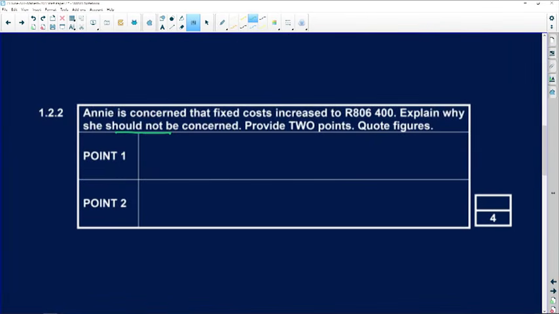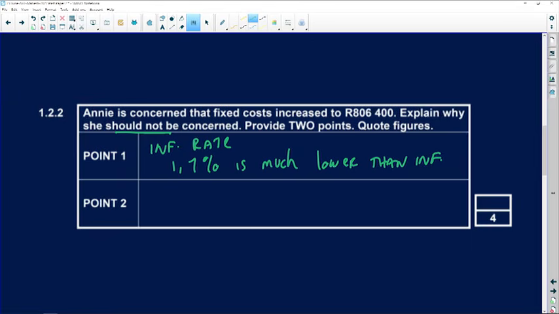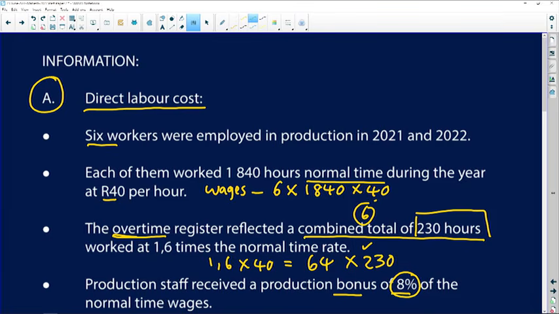So we can talk about inflation rate. Okay, and the 1.7% is much lower than inflation. Obviously, you guys can word this better, right? But look at inflation, compare the increase to inflation. Right, now the second point, this one here is very important, so I want you guys to pay attention.